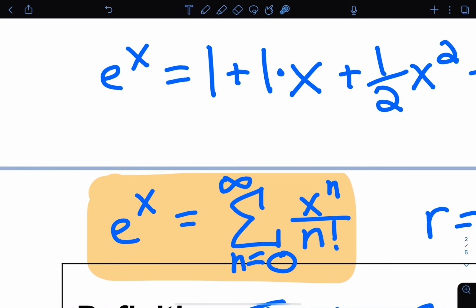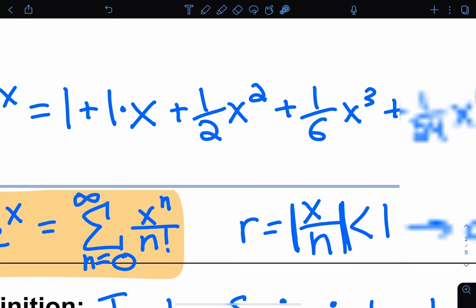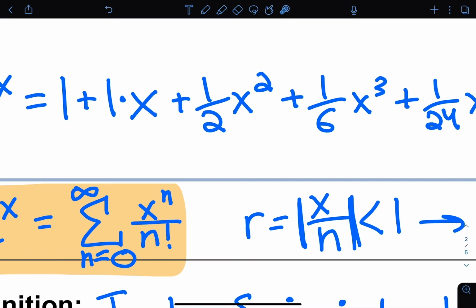Let's go ahead and summarize. e to the x, represented as a power series, is the sum from 0 to infinity of x to the n over n factorial. So what's the r value? What's getting multiplied every time? We're multiplying a power of x on the top, x to the 0, first, squared, third, fourth, etc. But in the denominators, we're multiplying by n. So technically, don't forget this initial one is 0 factorial, times 1 times 2 times 3 times 4, etc.